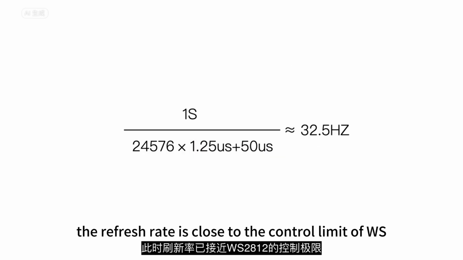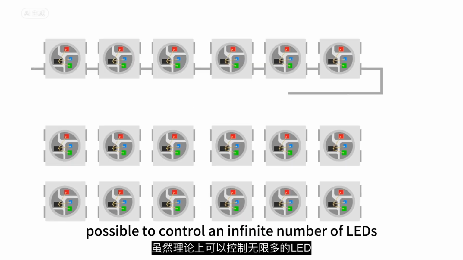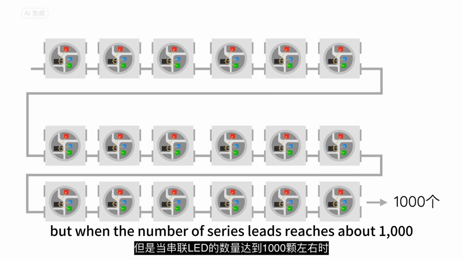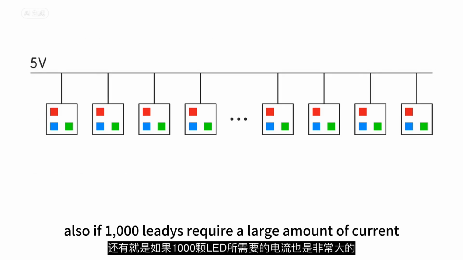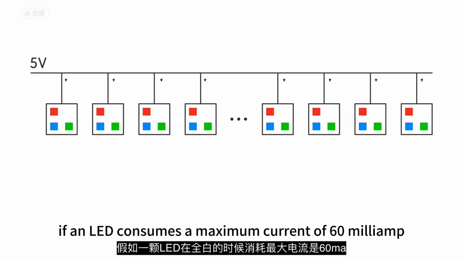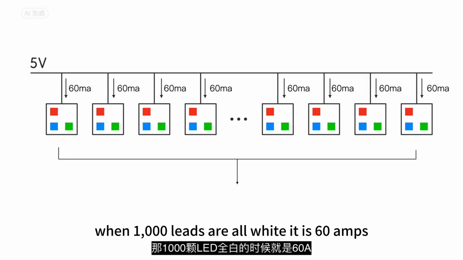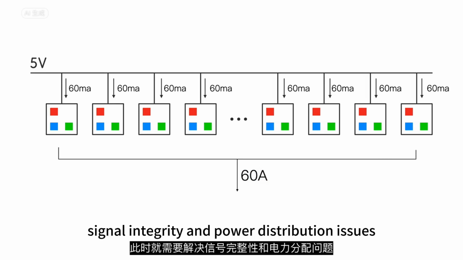At this time, the refresh rate is close to the control limit of WS2812, although it is theoretically possible to control an infinite number of LEDs. But when the number of series LEDs reaches about 1,000, it exhibits significant signal attenuation. Also, 1,000 LEDs require a large amount of current. If an LED consumes a maximum current of 60 mA when it is completely white, when 1,000 LEDs are all white, it is 60 amps. At this point, signal integrity and power distribution issues need to be addressed.